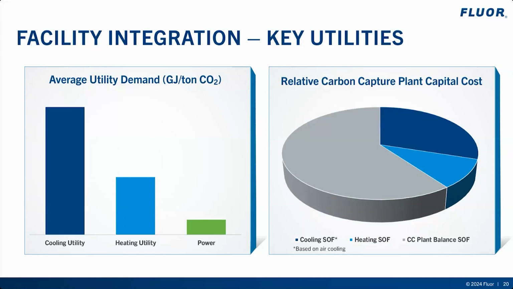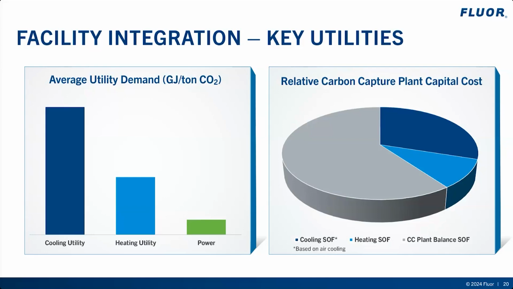plant capital cost. Process cooling is in the order of magnitude of 5 to 7 gigajoules per ton of CO2 recovered and accounts for roughly 30% of the plant capital cost when considering air cooling as the basis for the utility cooling medium.